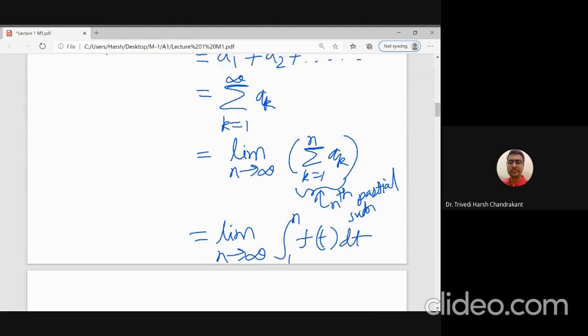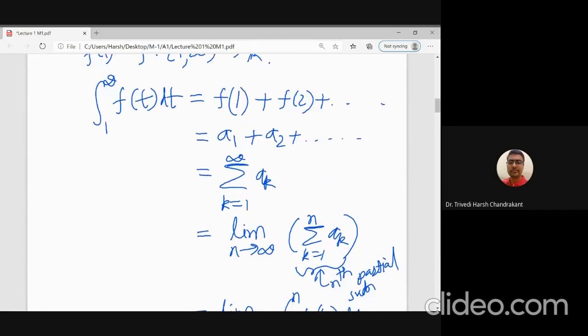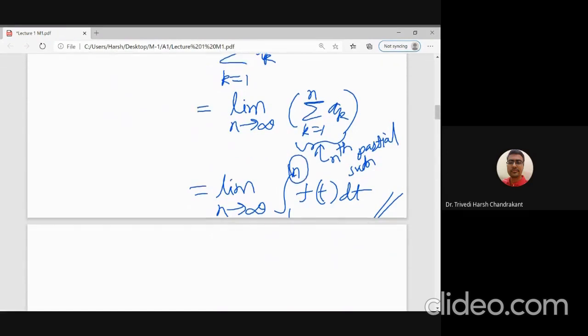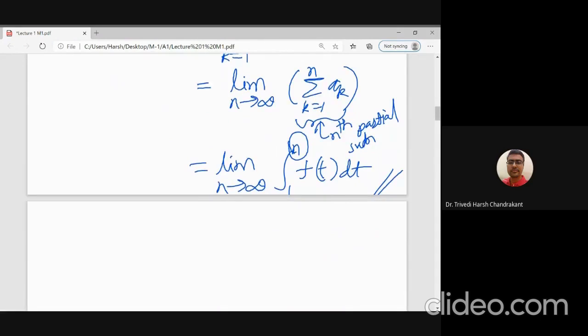So what we are discussing here is basically the motivation for how we define the integral over the infinite interval. Here, because it is a series and the step function, we are taking the limit in terms of n. But now in general, we will take the limit over the variable x itself. So this is just a motivation. Now we'll start with the proper definition of improper integral, and then we'll take some examples.